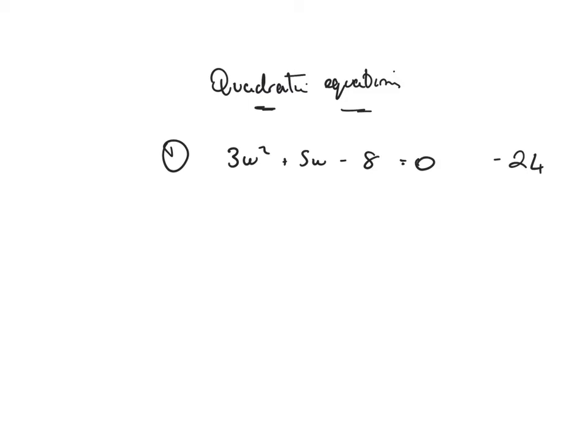The product is negative, and that means the signs are different. So two numbers that multiply to give minus 24 and add together to give plus 5. Combinations for 24: 1 and 24, 2 and 12, 3 and 8, 6 and 4. Which combination can add together to give 5? It's definitely going to be 3 and 8: plus 8, minus 3.